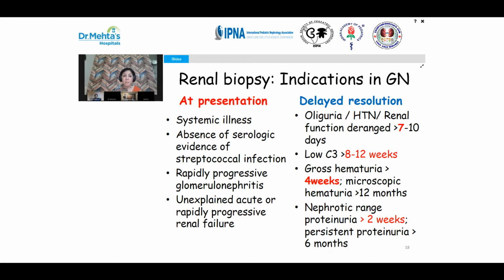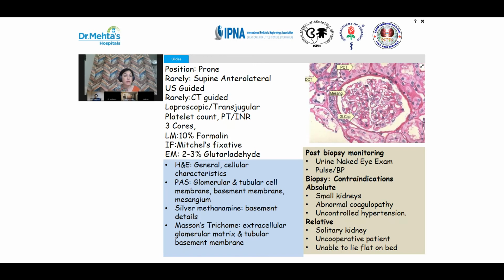And some prerequisites of biopsy: we perform biopsies in a prone position. Rarely a supine anterolateral position is required when the patient has a lot of edema or there are other reasons of respiratory compromise. We prefer ultrasound-guided biopsies in all cases. Rarely CT-guided, laparoscopic or transjugular biopsy may have to be resorted to. This is mostly done in very obese adults, rarely ever required in children.